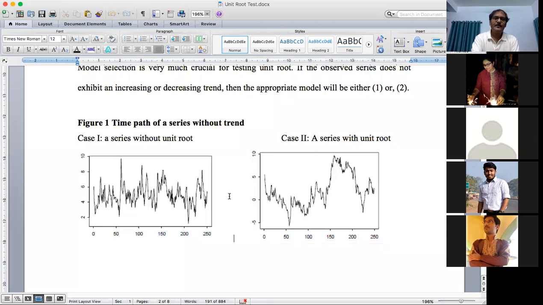And if we compare both these figures, there is some common feature. The common feature is that there is no clear-cut trend either in this or in this.